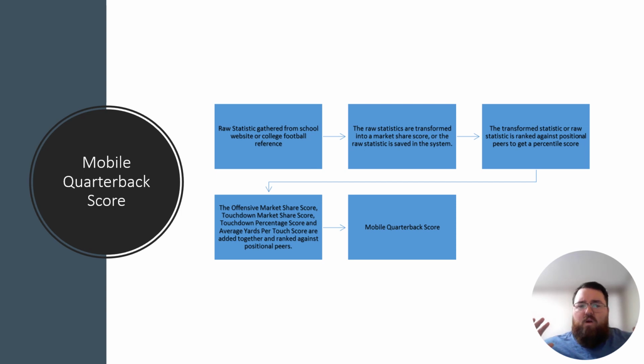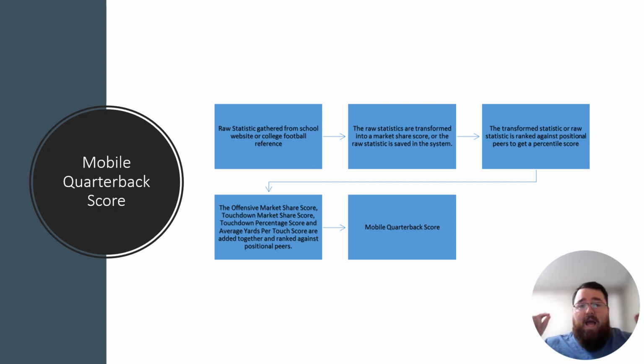If you are new to the channel, I look at the mobile quarterback score. You take raw statistics from a school website or College Football Reference. Those statistics are then transformed into market share scores, saved in the system, and graded against positional peers, in this case other quarterbacks. The main scores are the offensive market share score for quarterbacks, the touchdown market share score, touchdown percentage, which is the number of touchdowns they have divided by the number of rushes they had, and average yards per touch. All those things are added together to give the mobile quarterback score.